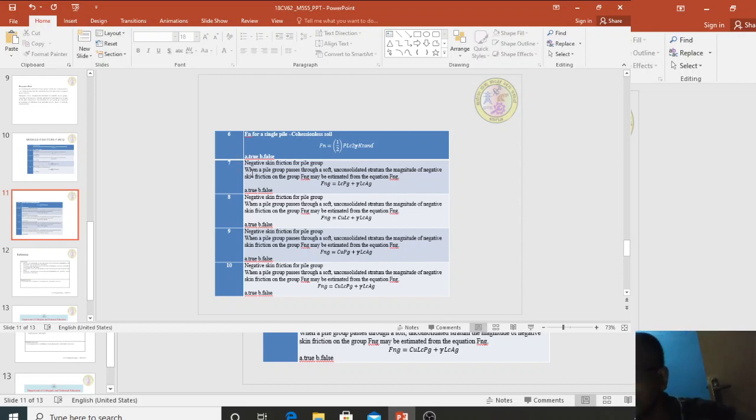Negative skin friction for a pile group. When the pile passes through a soft unconsolidated stratum, the magnitude of negative skin friction on the group Fng may be estimated from the equation Cu Pg LC plus gamma LCg, that is B. Negative skin friction is Cu LC plus gamma LCg, it is B. The skin friction Fng is calculated as Cu Pg LC plus gamma LCg.